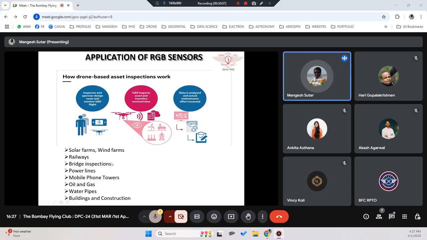Okay, so what are the other applications of the RGB sensors? It could be asset inspection work, probably like solar farms, wind farms, railways, bridges inspection, power lines. We spoke about mobile phone towers, oil and gas, water pipes, building and construction, real estate, where we have seen enormous usage of drones on a regular basis.